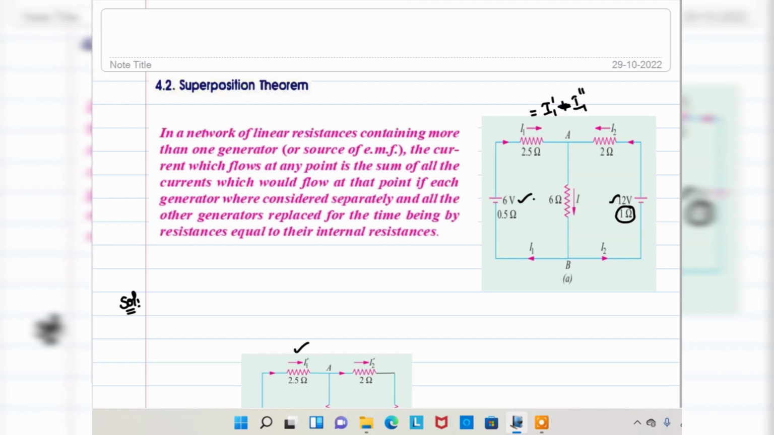Finally, according to the superposition theorem, with each source acting alone, the sum of the individual sources' responses is equivalent to the actual current when all sources are connected to the circuit. Okay, that's the superposition theorem. I hope everyone is clear about that. Now with the help of this example, I will explain the superposition theorem. Okay, right.